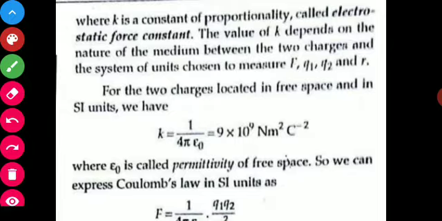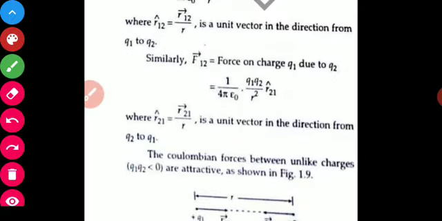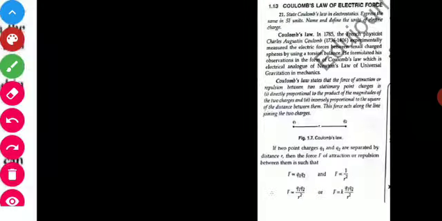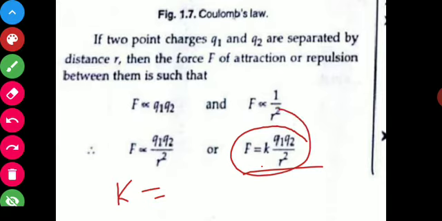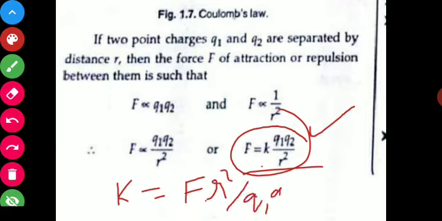How? As we know that we have now derived the formula for F. We know that F is equal to K Q1 Q2 upon R square. So from here we can calculate the value of K. If we find out K from this force equation, then what will we get? We will get the value of K as F R square upon Q1 Q2.